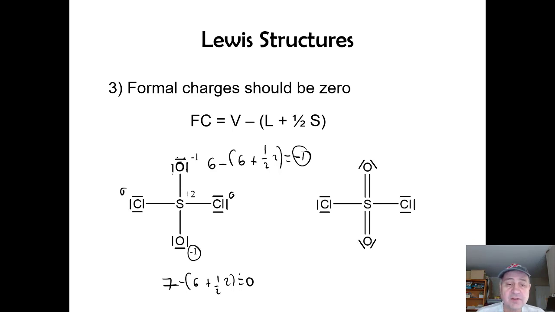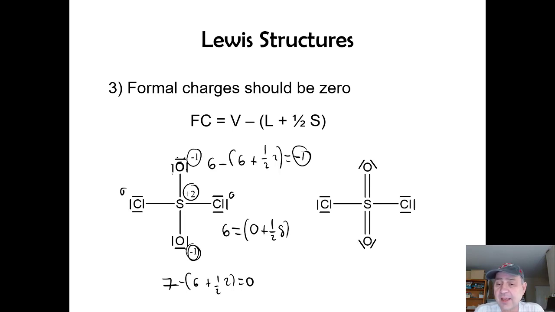And the sulfur in the center has a valence of 6. It doesn't have any lone pair electrons, and then it has, of course, 8 shared electrons, and that gives it a +2 charge. Now, having a -1 charge next to a +1 charge is not a big deal, but having a +2 charge, that's too high. So we need to try to reduce these charges.